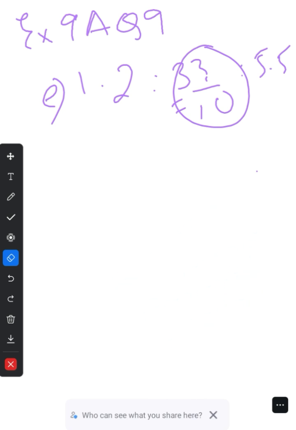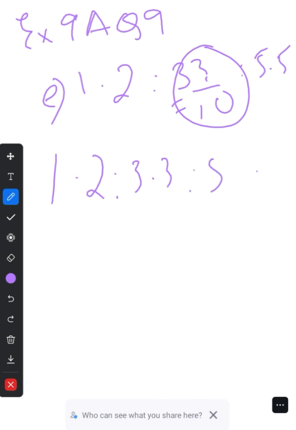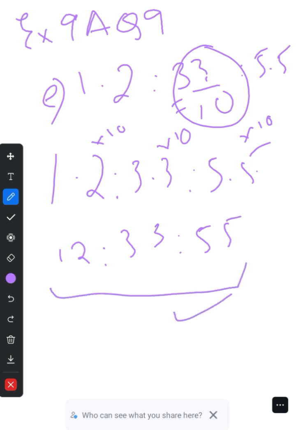So I will write 1.2 ratio 3.3 ratio 5.5. Next I will remove the decimals by multiplying all of them by 10. So what do I get as my answer? 12, 33 and 55, right? These three do not come in the same table together, so that's going to be our final answer.